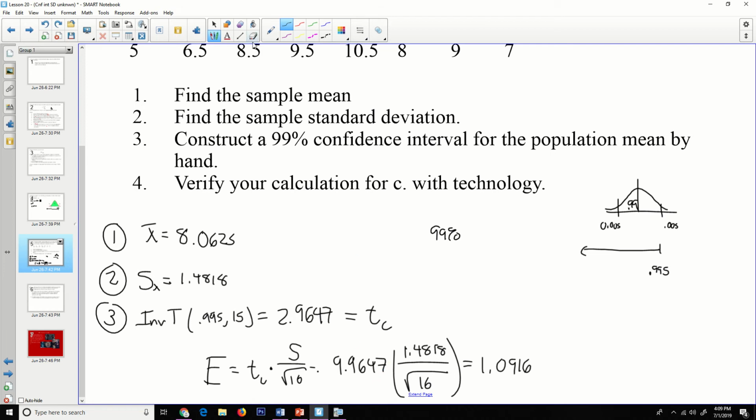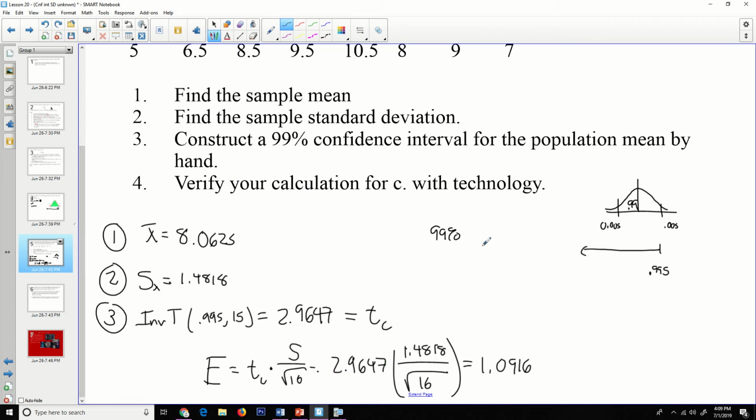And I made a slight error here that I've already caught, and you probably have caught it too. I said that t sub c was this value, and I wrote a 9 there, so it should be 2.9647. That's where I got there.